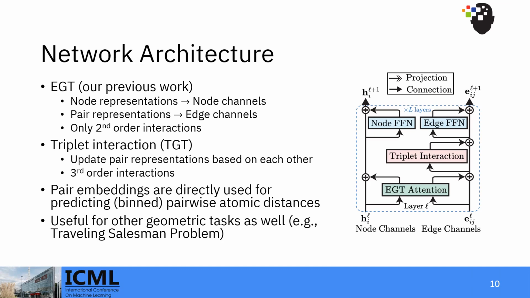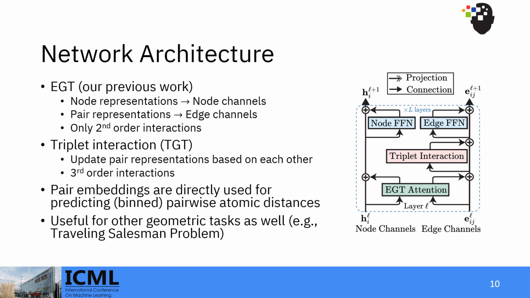In our previous work, EGT, we introduced a two-track model with two types of representations: node representations, which are processed through node channels, and pair representations, which are processed through edge channels. TGT builds upon this foundation, but introduces a crucial improvement in the form of a triplet interaction module, which updates pair representations based on each other, enabling third-order interactions.